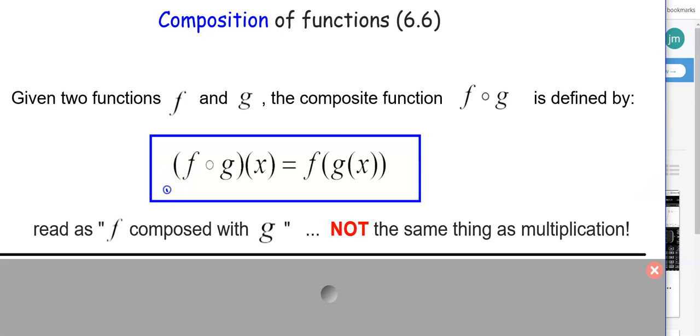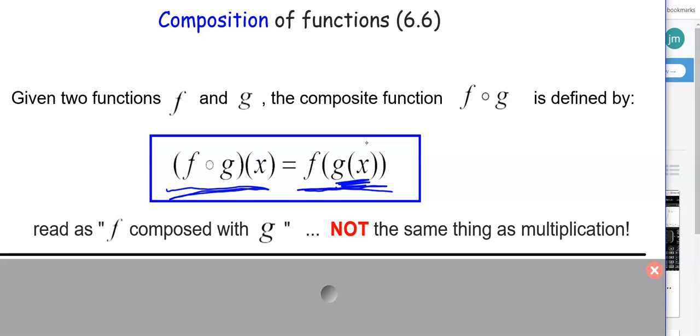This is kind of the old school way of writing it, and you might see that on a standardized test or in the book. This is the new way of writing function notation. We just write f of g of x. Think of it like there's an inside function, g of x, which is cocooned inside of the bigger function, f of x. So it's a function within a function.